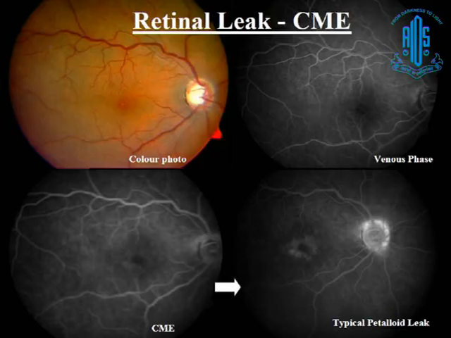Now, coming to retinal leak in CME, in the early venous phase, there may not be a leak, but in the late phase, there is a typical petaloid leak. And for this leak to appear, we need to do the angiography for at least 8 to 10 minutes.